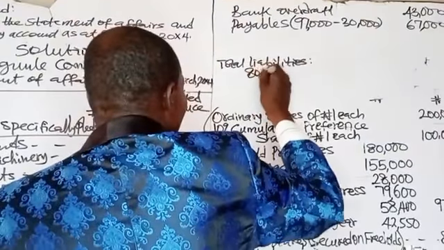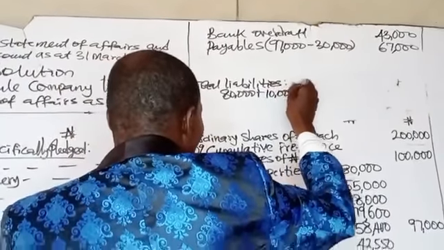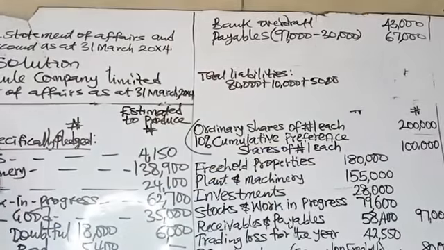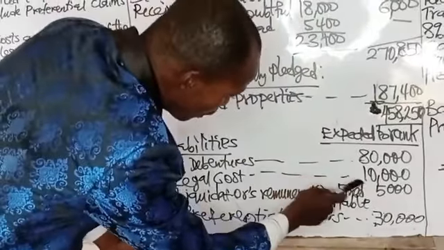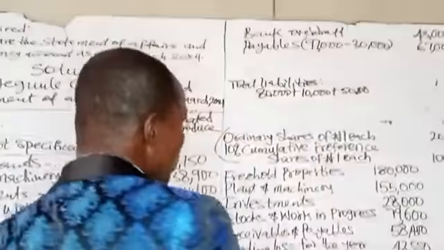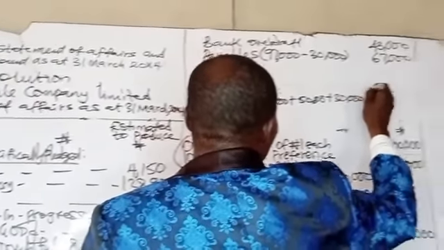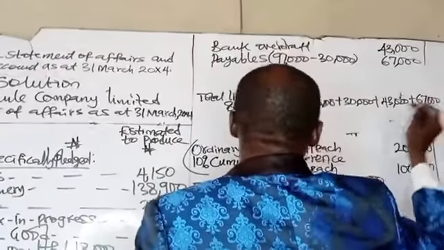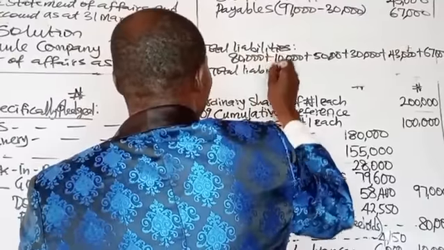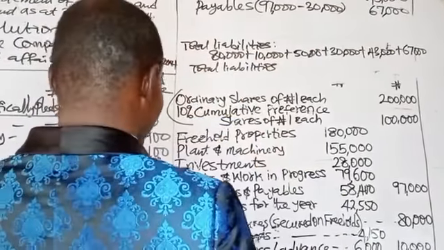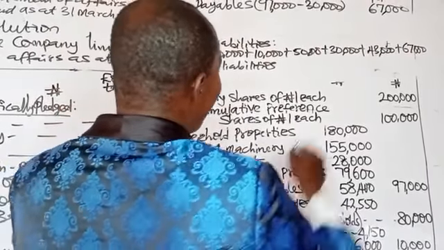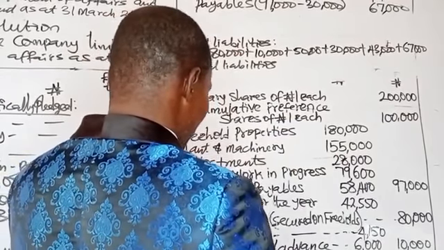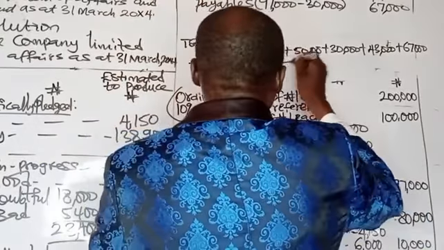We have 80,000 plus 10,000 plus 5,000 plus 30,000 plus 43,000 plus 67,000. This is the total liabilities. 80 plus 10, that is 90,000. 90,000 plus 5,000, that is 95,000. 95,000 plus 30,000 plus 43,000 plus 67,000. The sum of all the liabilities is 235,000.